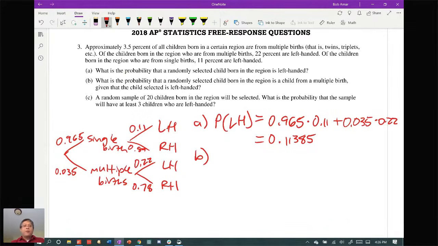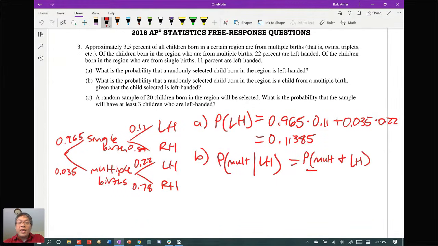Okay, so for part B, what is the probability that a randomly selected child is a child from a multiple birth, given that the child selected is left-handed? So the probability of multiple birth given that the child is left-handed. Now, the way the formula sheet was in previous years, you had to piece this together a little bit. What's kind of cool is that they give you a formula on the formula sheet now that you can read directly.